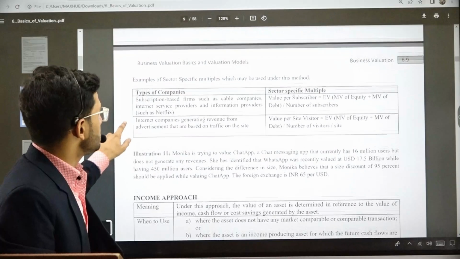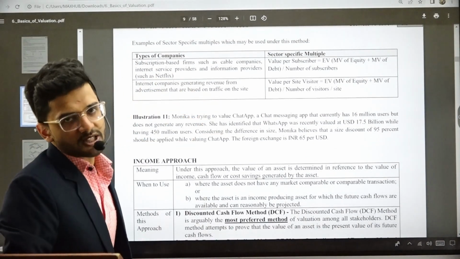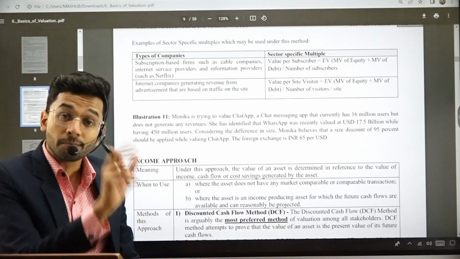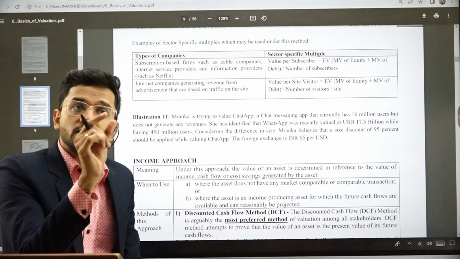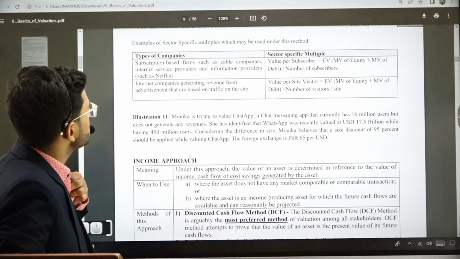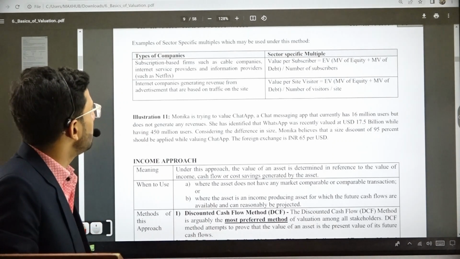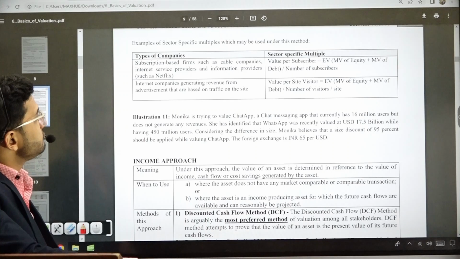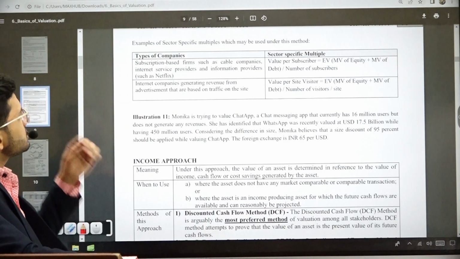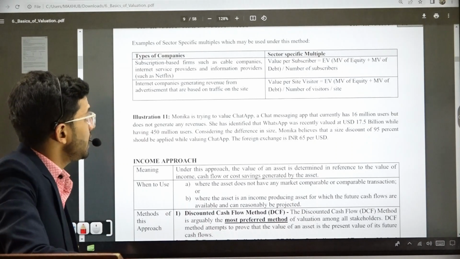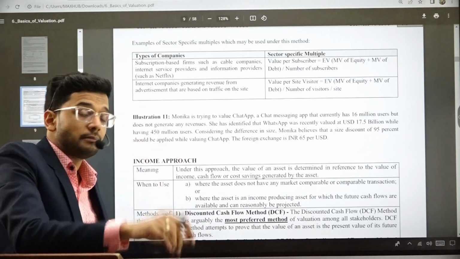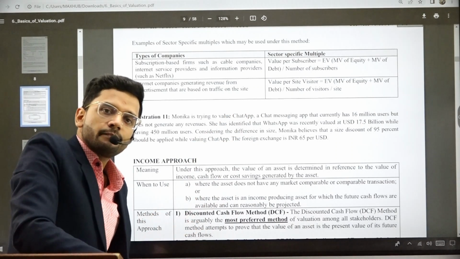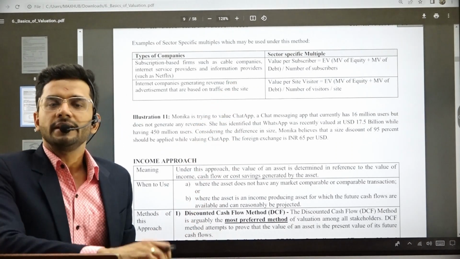Now these are the sector specific multiples which can be used. Earlier we were using multiples with respect to companies, now we'll be using multiples with respect to some sectors or some transactions. What are examples of sector specific multiples which may be used under this method? Types of companies: subscription based firms such as cable companies, internet service providers and information providers such as Netflix. So for companies which take subscriptions from subscribers and provide certain services, the value driver, meaning the multiple you can use, is value per subscriber, enterprise value divided by number of subscribers.